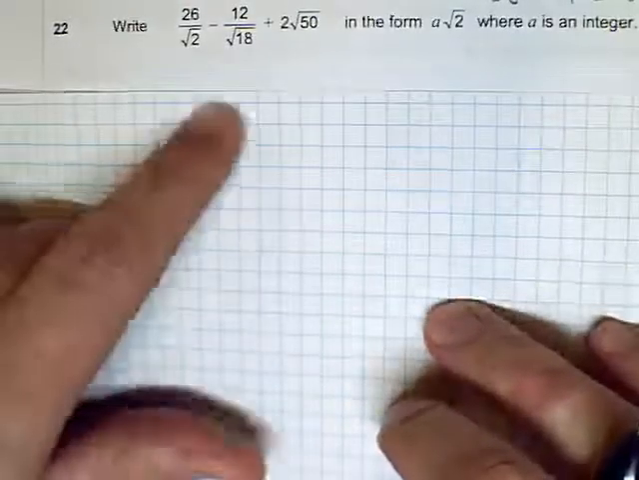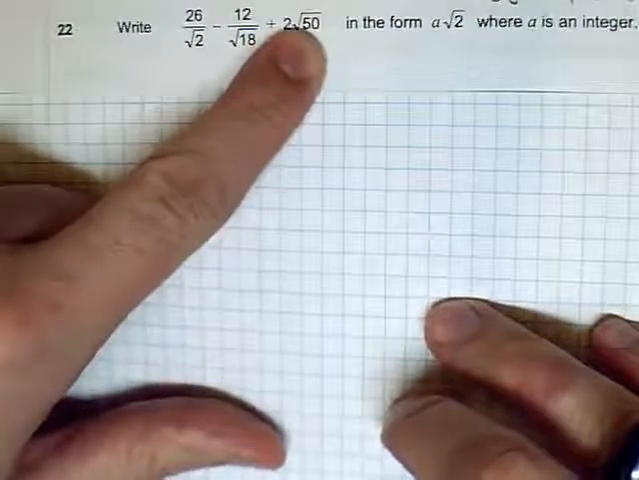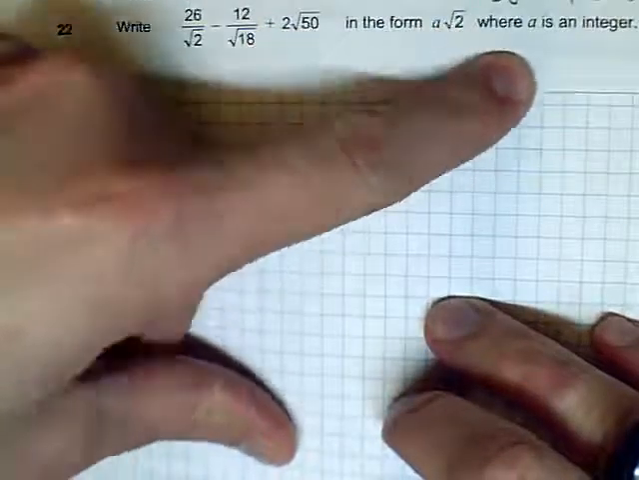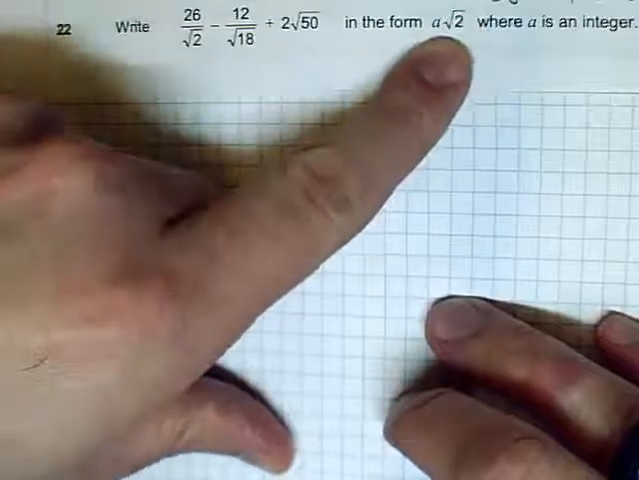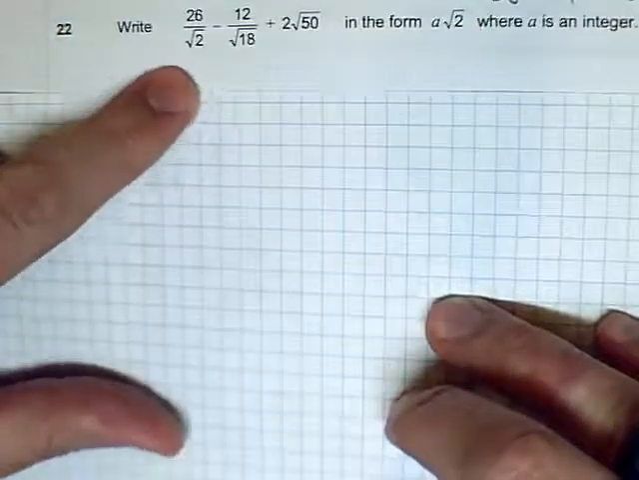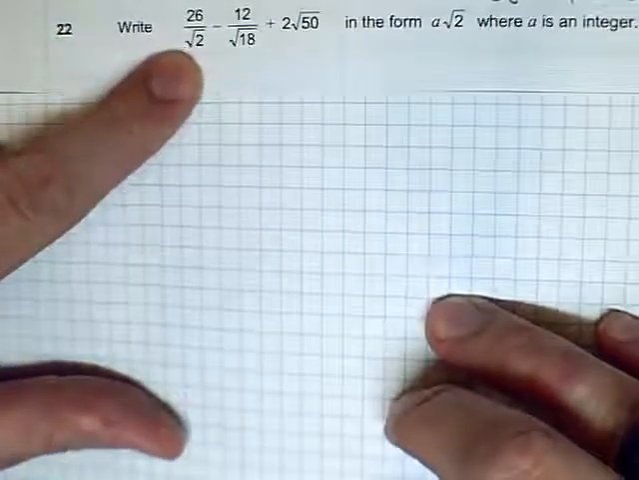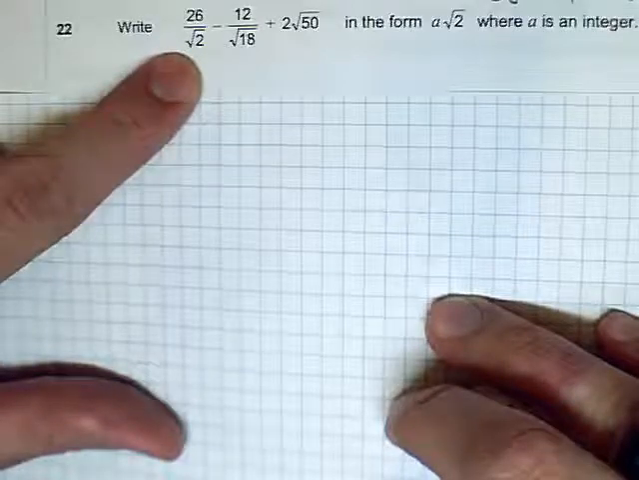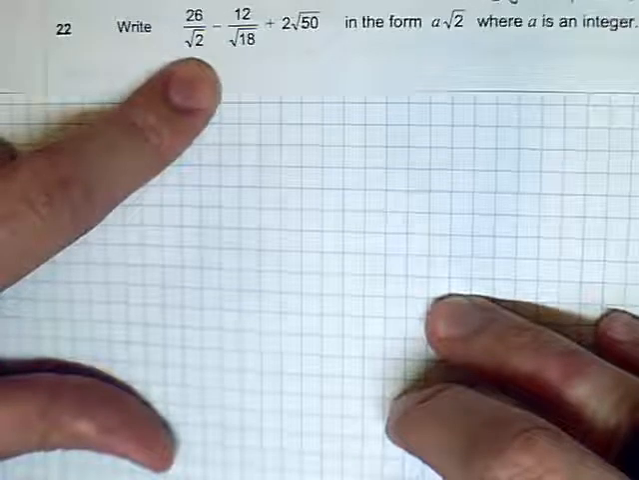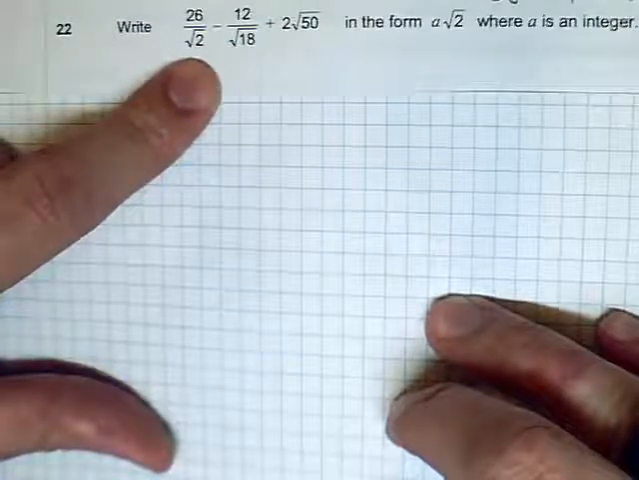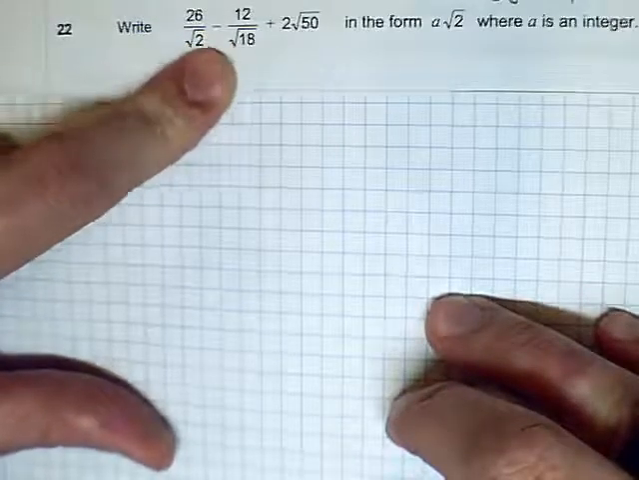Question 22 asks to write this in the form a root 2, where a is an integer. So the answer might be something like 5 root 2, or something like that. So we've got an expression where we have surds in the denominator. And when you see this, you should be thinking to yourself, right, I'm going to need to rationalize the denominator, to get rid of that surd.